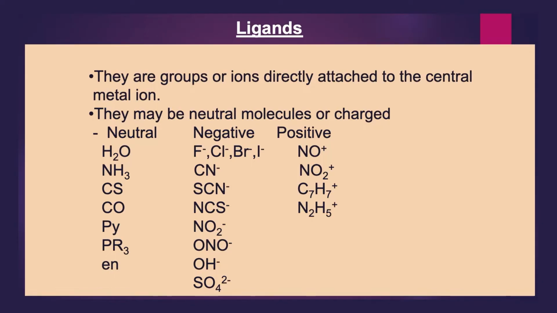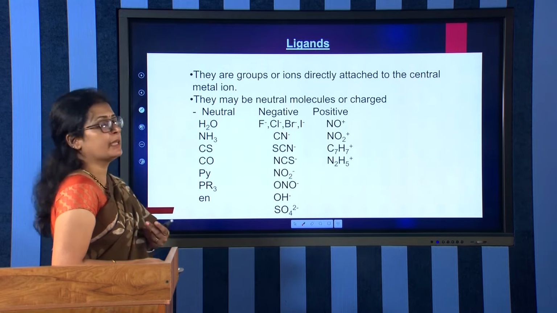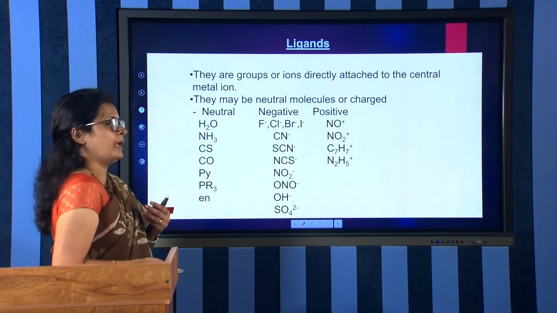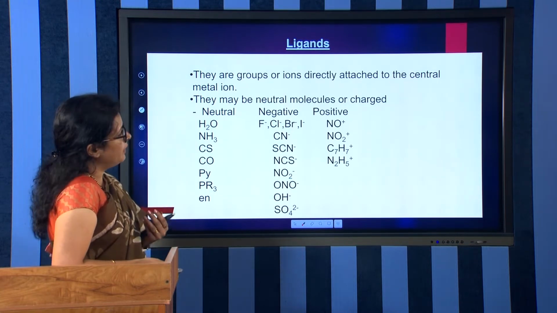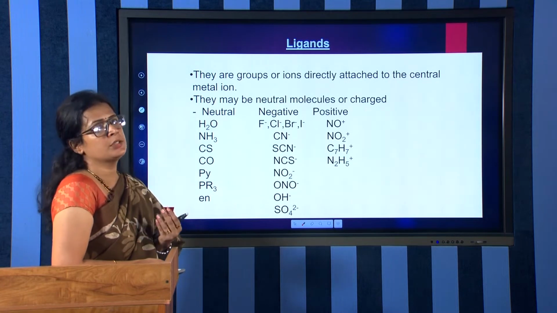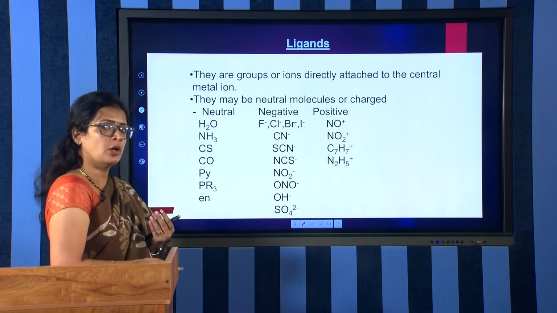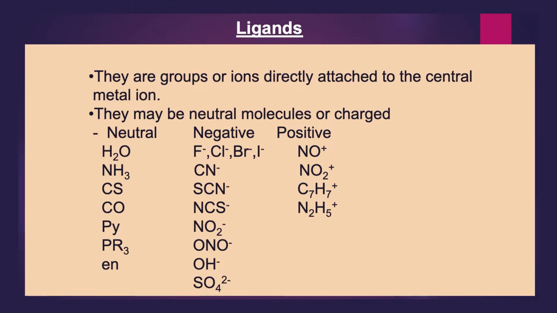And now we have to discuss different types of ligands. First of all, what are ligands? Ligands are the groups or ions directly attached to the central metal ion. They may be neutral molecules or charged. Here you can see different examples of ligands. Neutral ligands are there, and if charged, they may be positively or negatively charged.